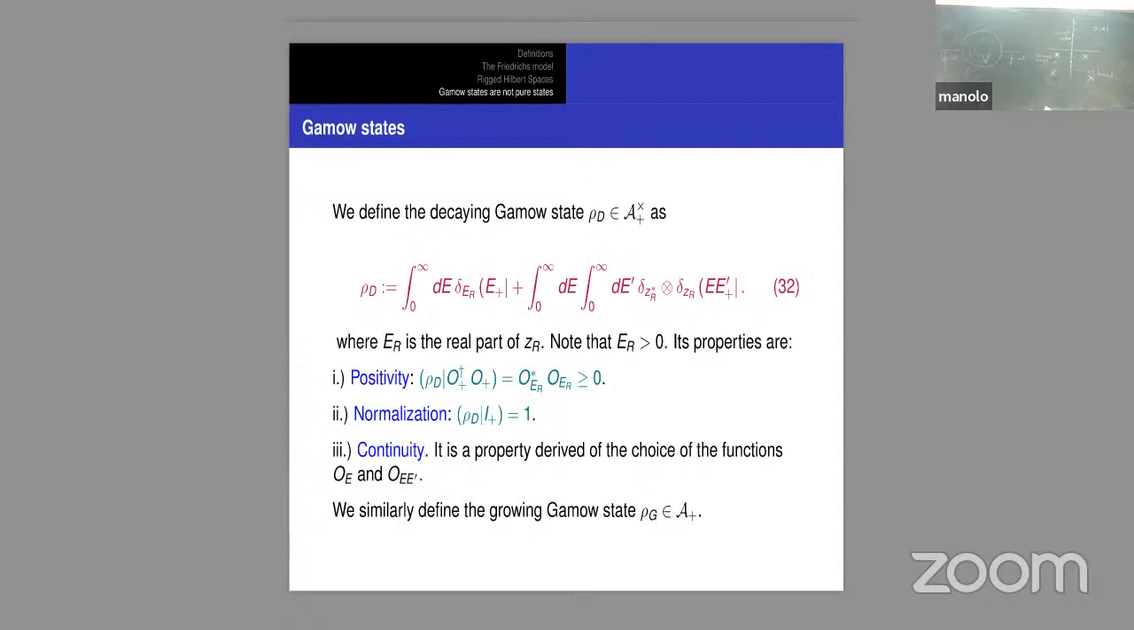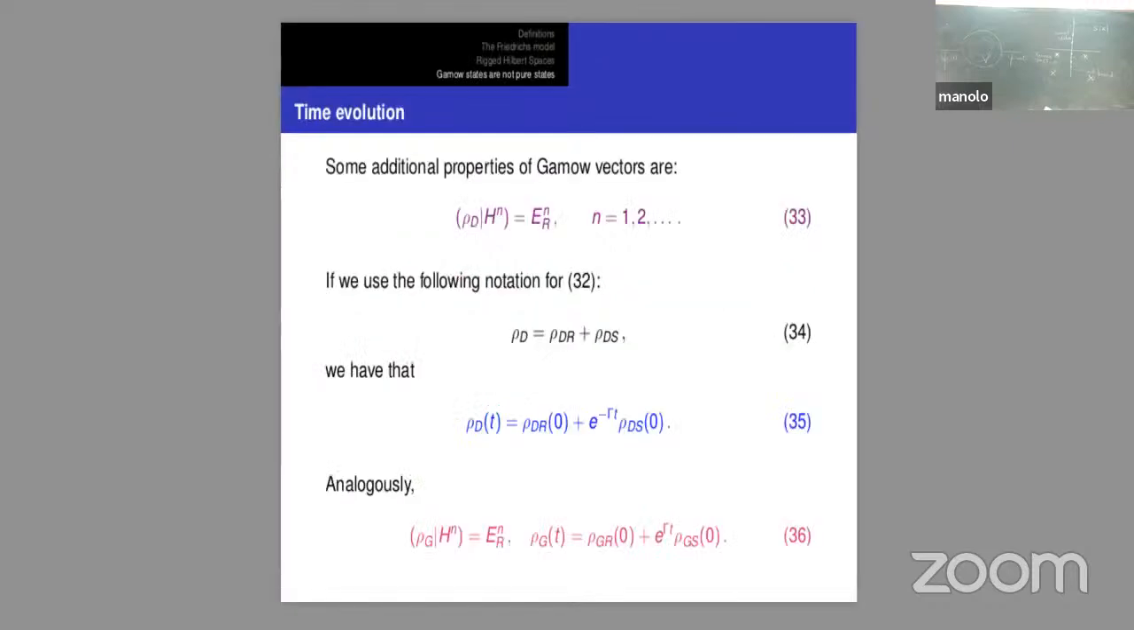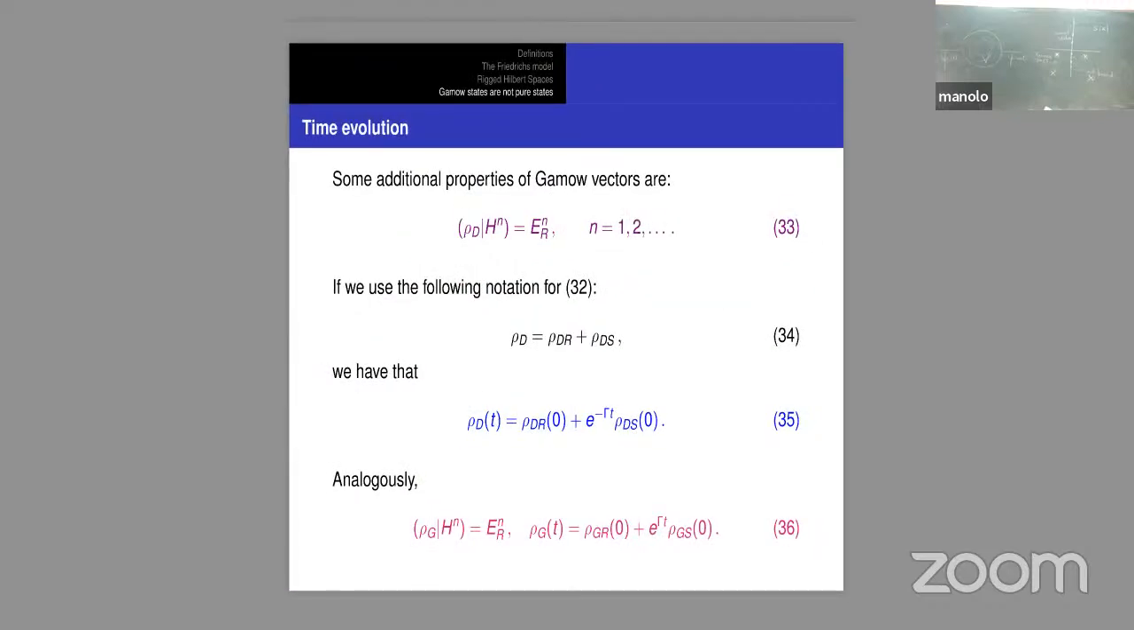In fact, they are positive, they are normalized, and using a certain topology for the algebra of observables, or the algebra in general, this is discontinuous. We can define both the decaying and the growing. They have several interesting properties, like for instance, when we apply the gamma state to any power of the total Hamiltonian, it gives the power of the energy that characterizes the resonance.